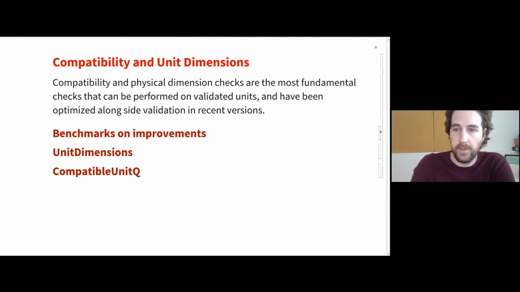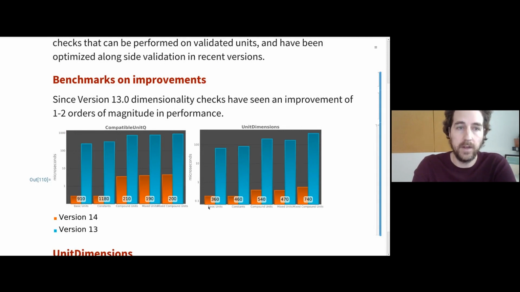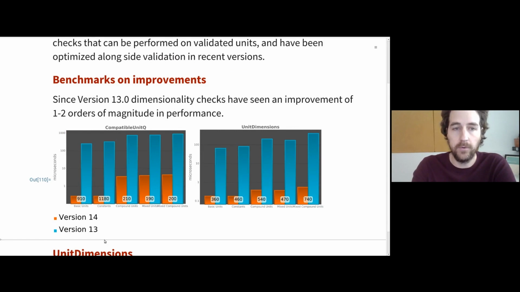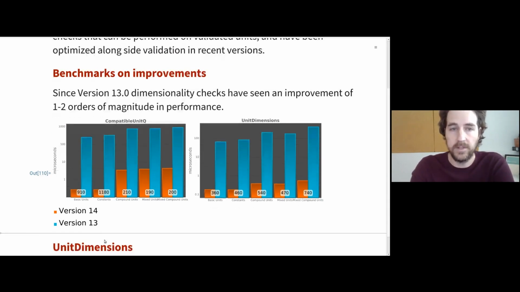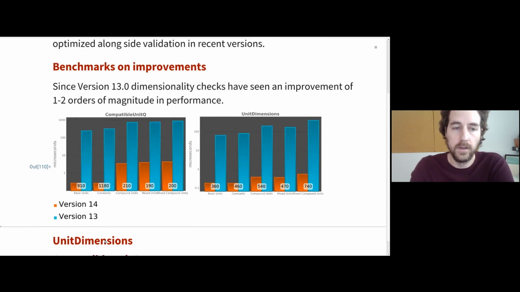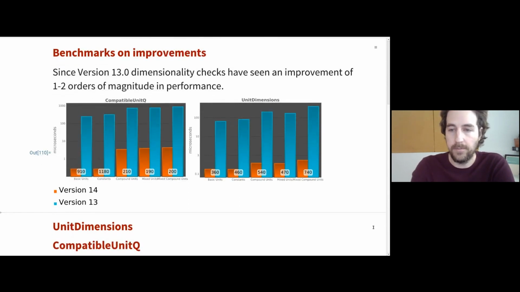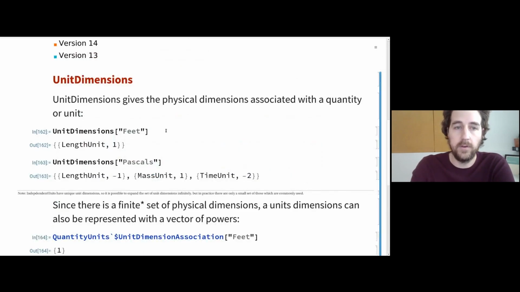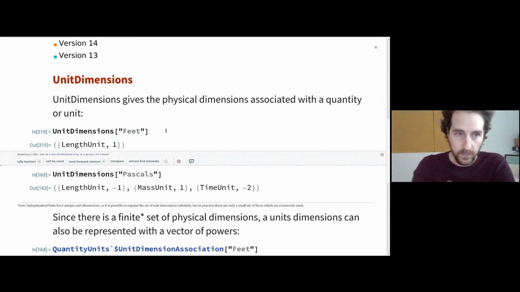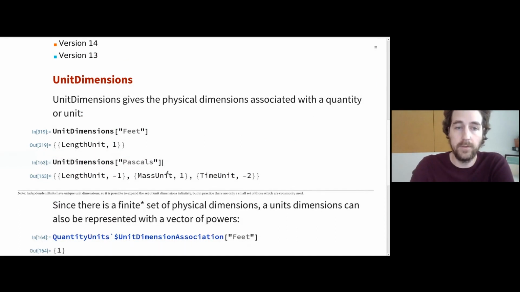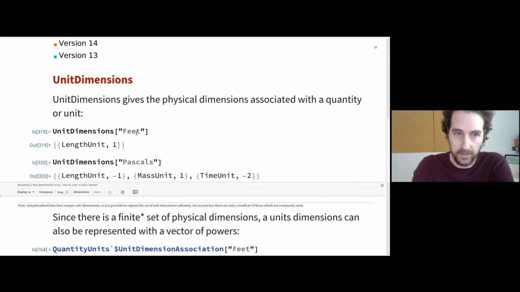The next level of improvement is working on our fundamental evaluations once we've done validity, and that's checking compatibility and unit dimensionality. Here again, we've gotten 1 to 2, in a couple cases closer to 3 orders of magnitude improvement in both checking what the unit dimensions of an expression are and whether 2 units are compatible. The basic way this works is if I ask for the unit dimensions of a unit like feet, I get this list of different unit dimensions and the powers that are associated with it. So the unit dimension is a length unit raised to a single power. It's a measure of length, not of area or volume.